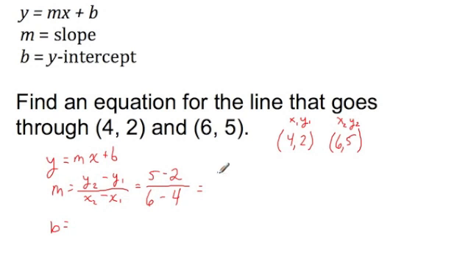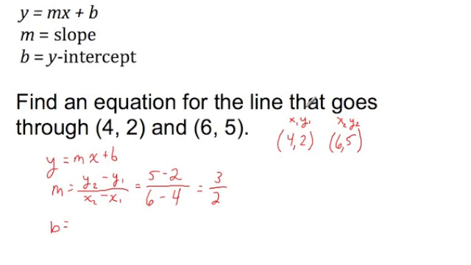5 minus 2 is 3. And 6 minus 4 is 2. So my slope is 3/2. Now I have a slope, but I don't have a y-intercept. I can use the strategies that I learned in a previous lesson, if I was given a slope and a point, to find the y-intercept.